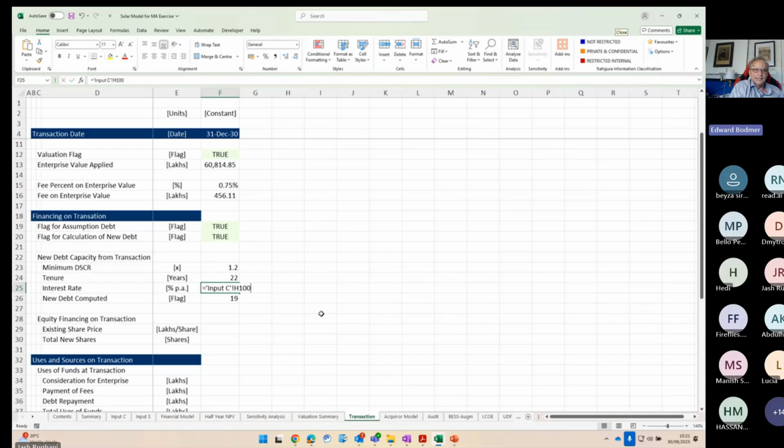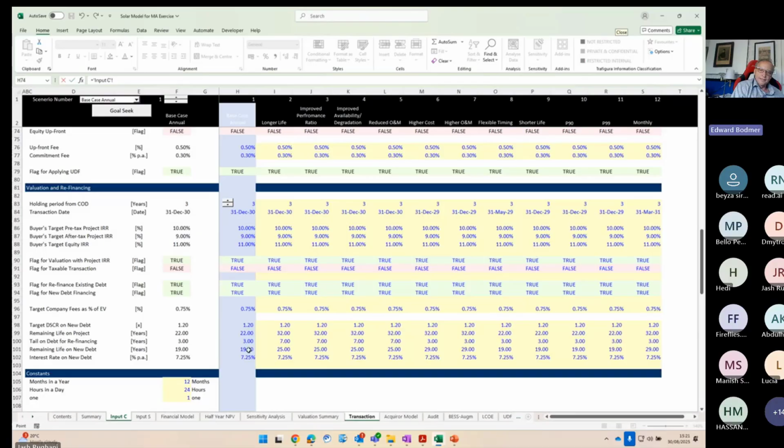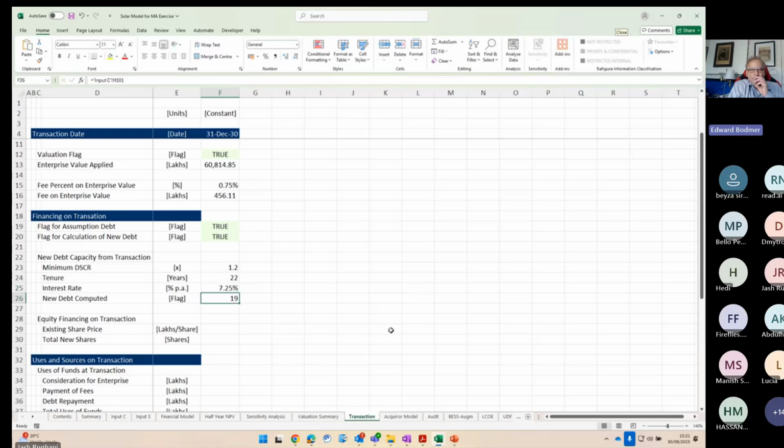Put an equal sign and get the interest rate on the new debt. So I said, oh, maybe it's safer, and leave that blank for now. Okay, just leave that blank. We can't compute that yet. I think let's do this a little bit simpler.